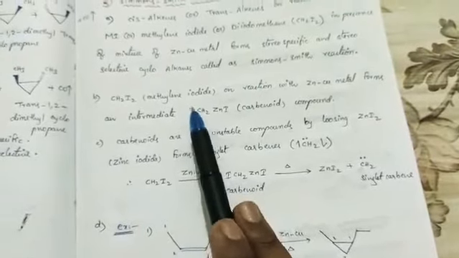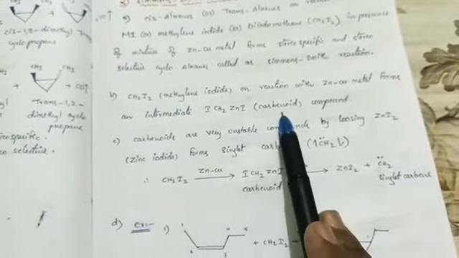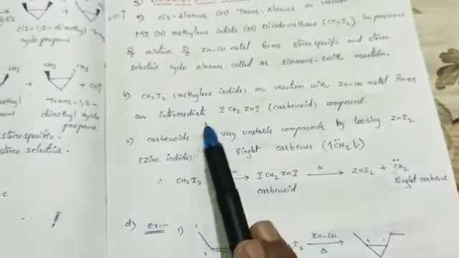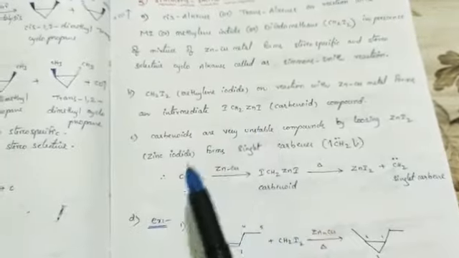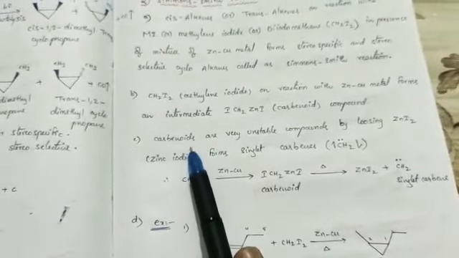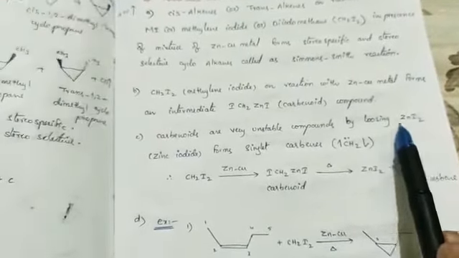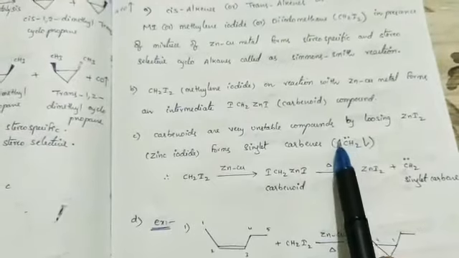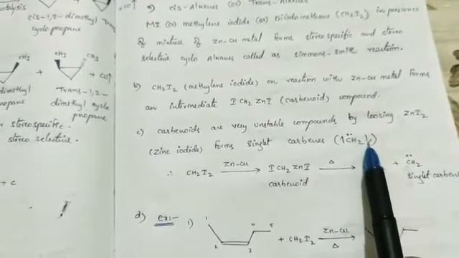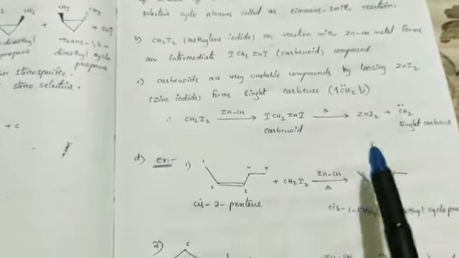So methylene iodide on reaction with zinc copper metals forms an intermediate called a carbenoid compound, iodine, methylene, zinc, iodine. The carbenoid intermediate compounds are very unstable. Therefore, by losing zinc iodide, they form a singlet carbene, CH2. Since one electron rotates clockwise, the other electron rotates anti-clockwise. So therefore, they are forming singlet carbene.